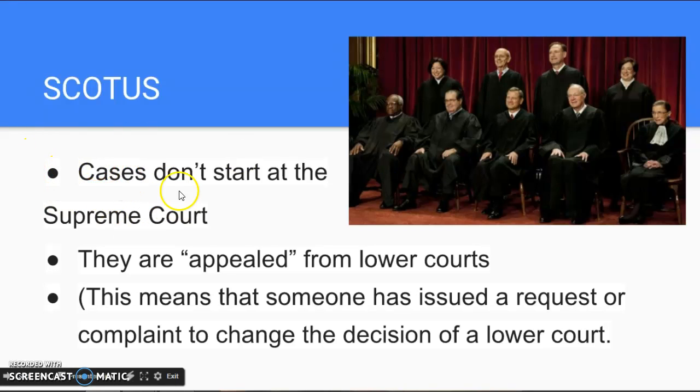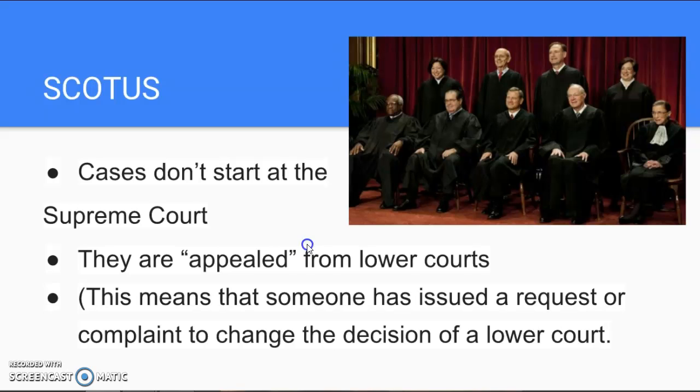And that relates to this slide here because cases don't generally start at the Supreme Court. They are appealed from lower courts. And this means that someone has issued a request or a complaint to change a decision from a lower court. And these appeals are not always accepted, but if someone has a good reason and a judge thinks that their case should be revisited, then an appeal can move up to a higher court and can, in some cases, reach the Supreme Court.